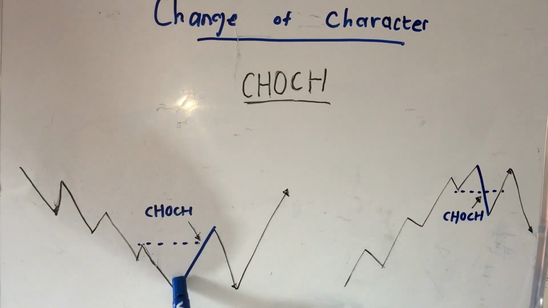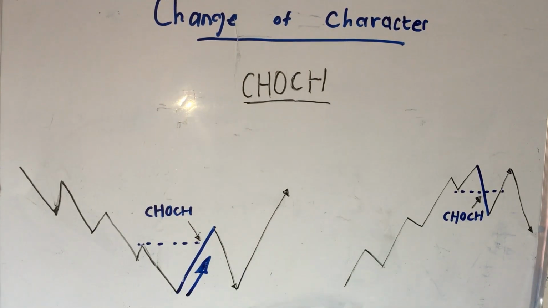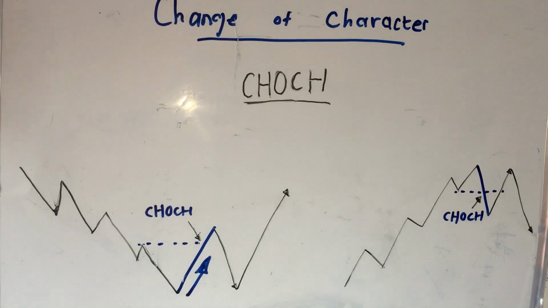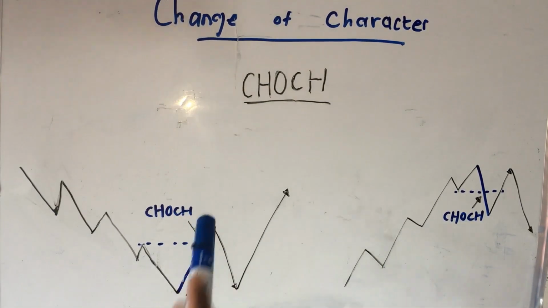This blue line here is a change of character, because now price is starting to change character, showing that I have broken the previous high, and that I have momentum to break more previous highs and continue in the upward direction. So that's how we identify the change of character. This is when we must wait.